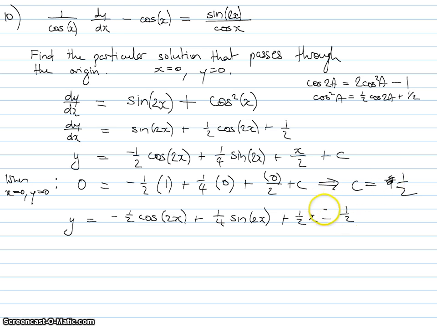What am I talking about? And that means, if I just tidy this up a little bit, y is equal to a quarter sine 2x minus a half cosine 2x plus a half x plus 1.